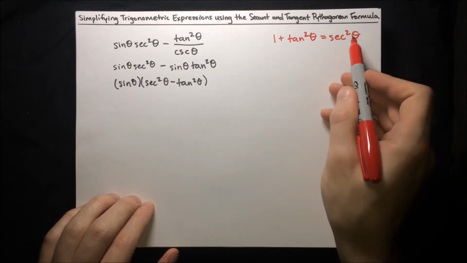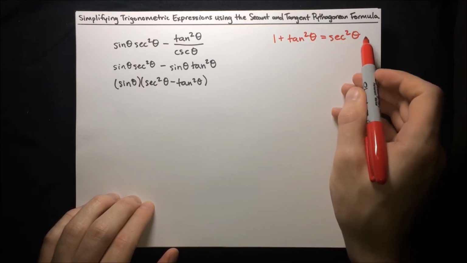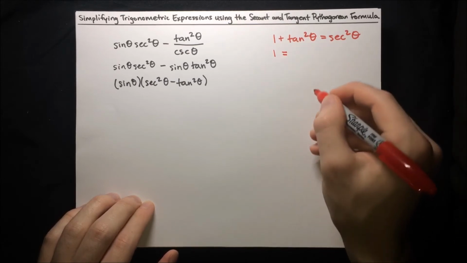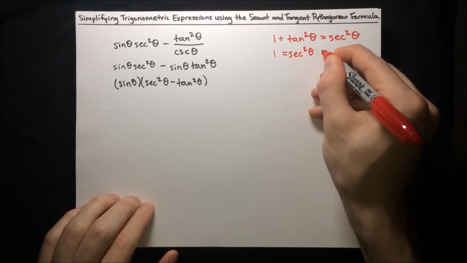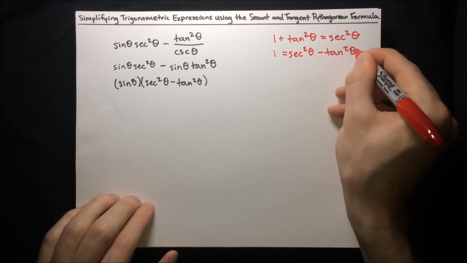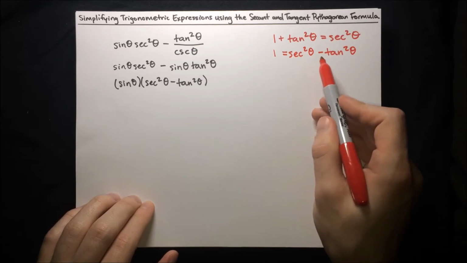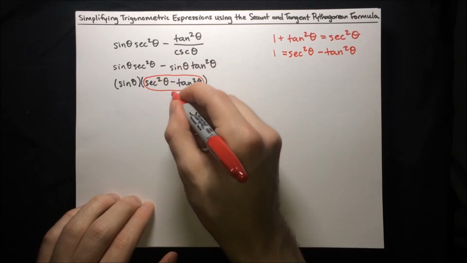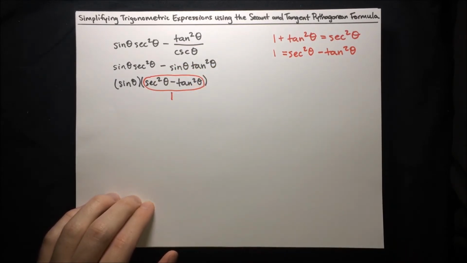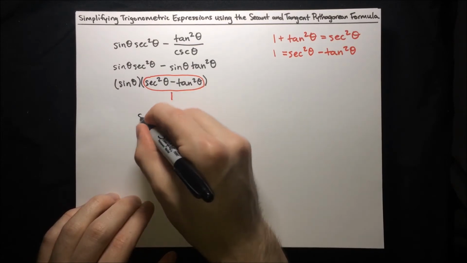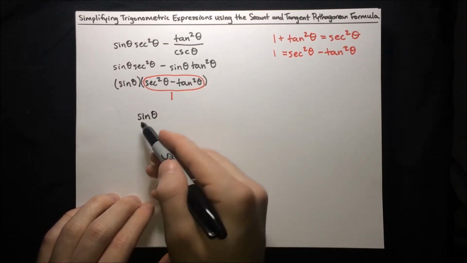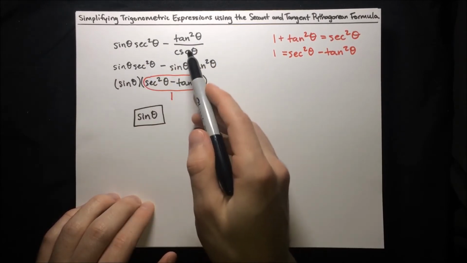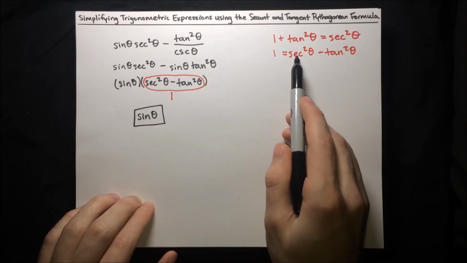If we subtract tangent squared from both sides, then we get a secant squared minus tangent squared. So 1 plus tangent squared, subtract tangent squared, so the tangent squared goes away: 1 equals secant squared theta minus tangent squared theta. And so that tells us that secant squared theta minus tangent squared theta is just 1. So our answer, we can simplify this to sine theta times 1, which is just sine theta. So there we go. This complicated expression just simplifies to sine theta. We can see that using the secant and tangent formula.